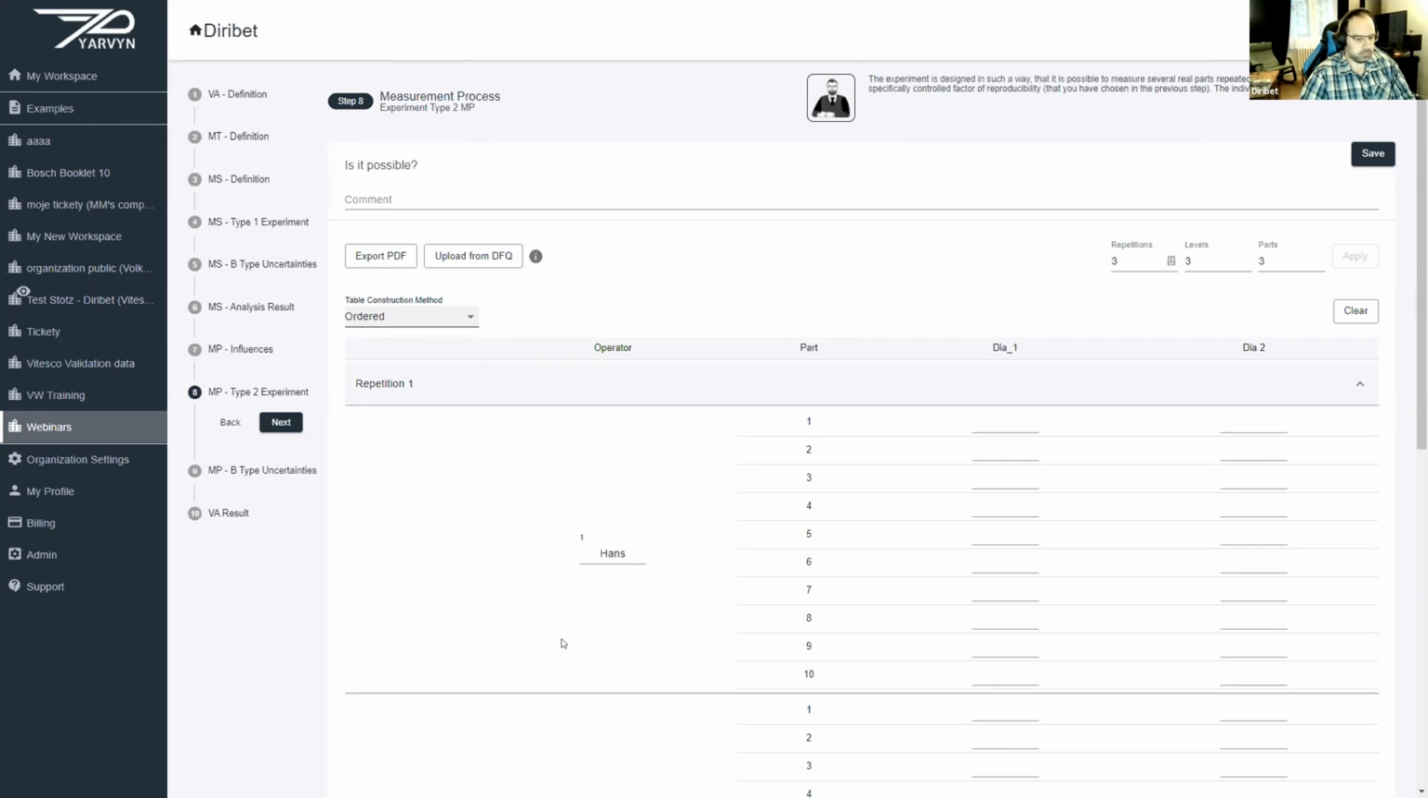What's important here is that if you have a big experiment, for example, 3 repetitions, 3 levels, and 10 parts, you have to do 90 measurements. And if you have, for example, bigger parts with lots of characteristics, it can be quite complicated just to prepare this table to be able to evaluate this. For this purpose, we have something that can help quite a lot with the sorting or with creating this table.